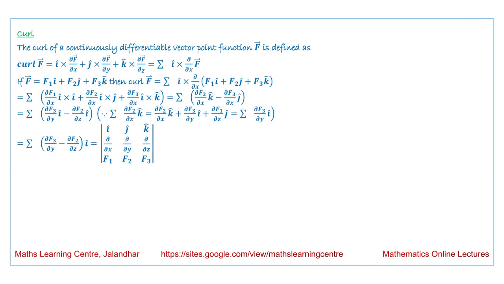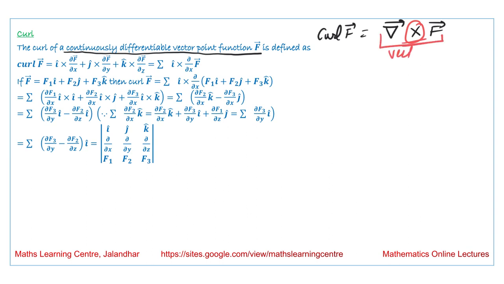The next definition we have is curl. Again, we are considering a continuous differentiable vector point function f vector. The curl of f vector is defined as del vector cross f vector. When we were talking about divergence, we had the dot product, now we have the cross product. So, the answer in this case will be a vector quantity. The curl of f vector is a vector quantity, whereas the divergence of f vector, del vector dot f vector, is a scalar quantity.